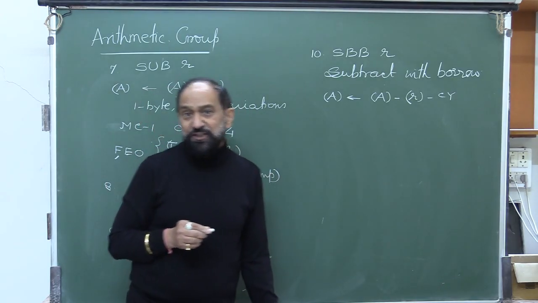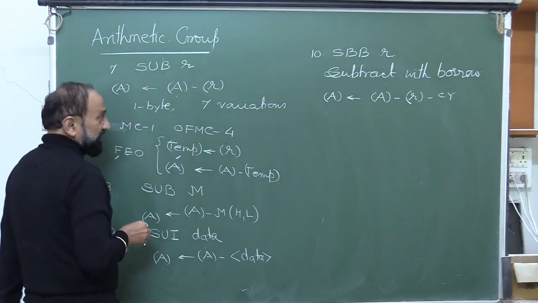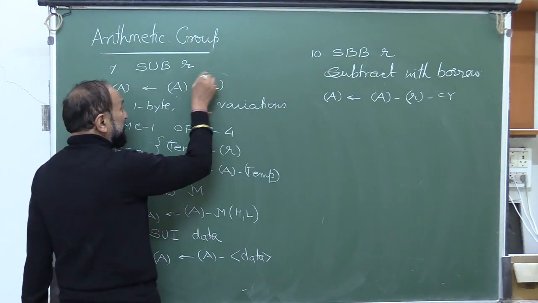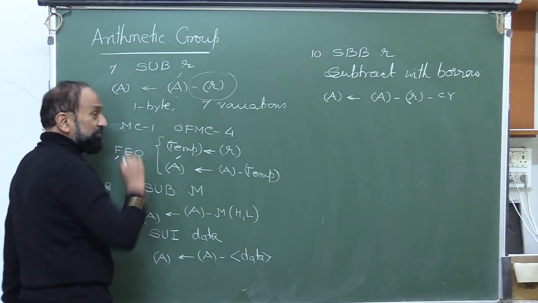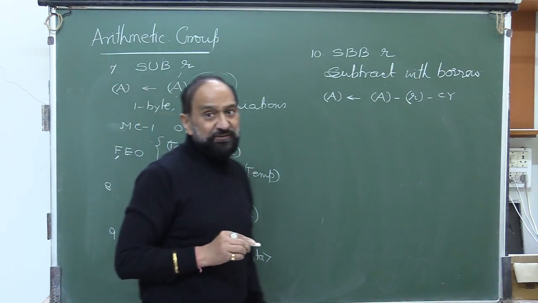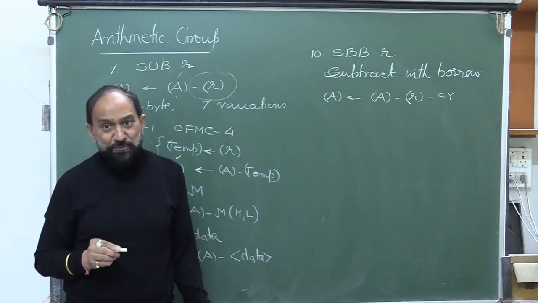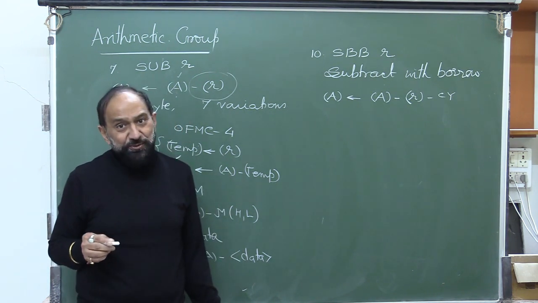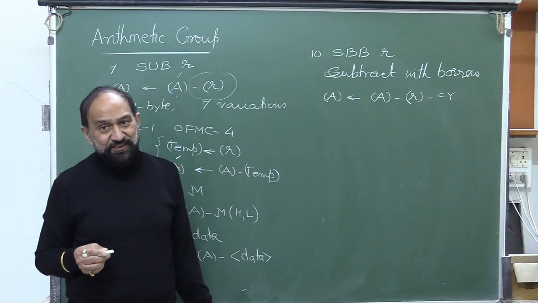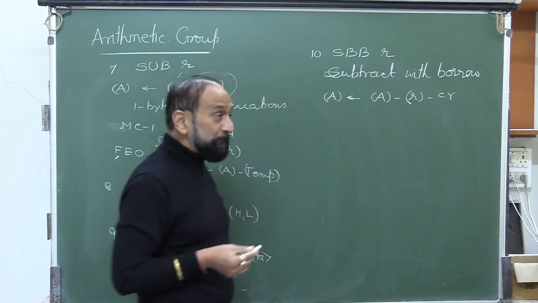We have already seen that the subtraction operation takes place internally by taking the 2's complement of this operand, adding it to the first operand, and the flags are affected. Whatever carry you may get, you have to simply complement and then store it. That is the correct value of the borrow or the carry, whatever you see.